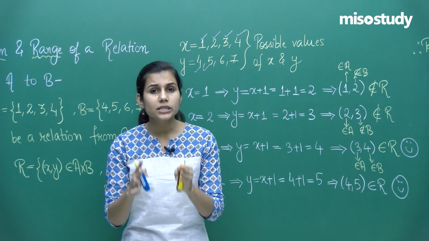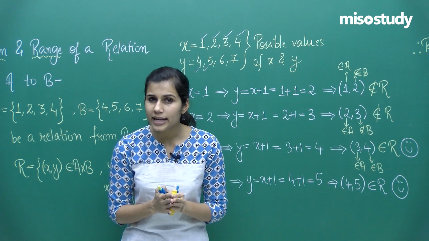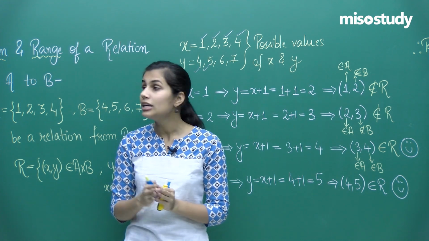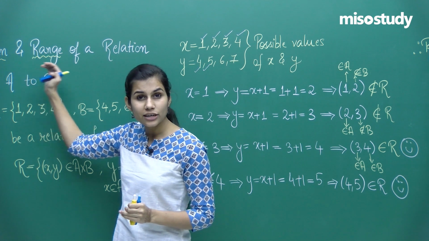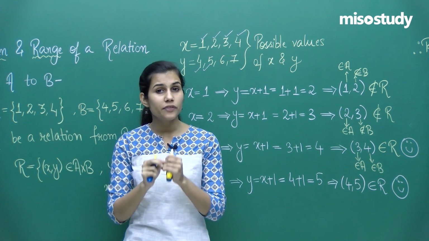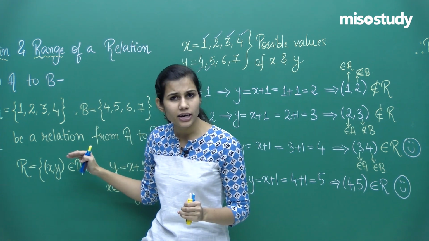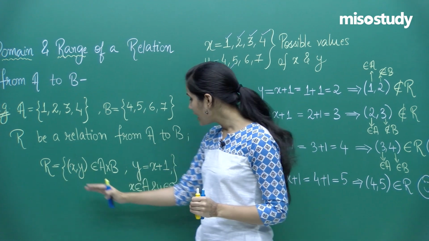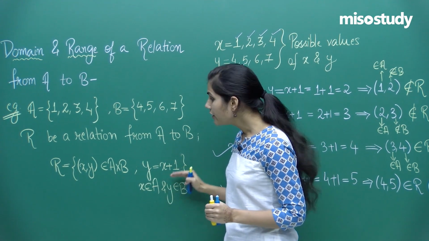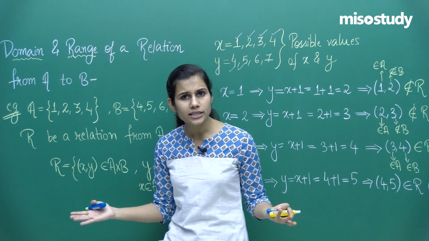I am going to personally advise and suggest you to be thorough with the roster form technique of representing a relation, because the concept of domain and range becomes a cakewalk when you have the relation in the roster form. The question over here did not give me the relation in the roster form. It gave me a rule governing the members which sit inside R. It didn't give me the members which sit inside R.